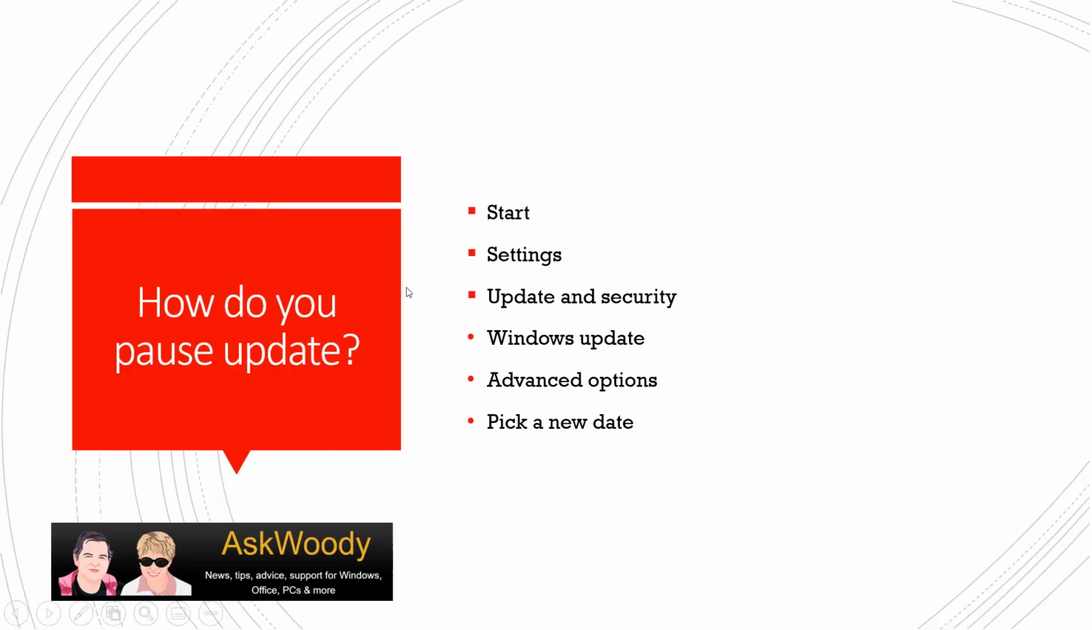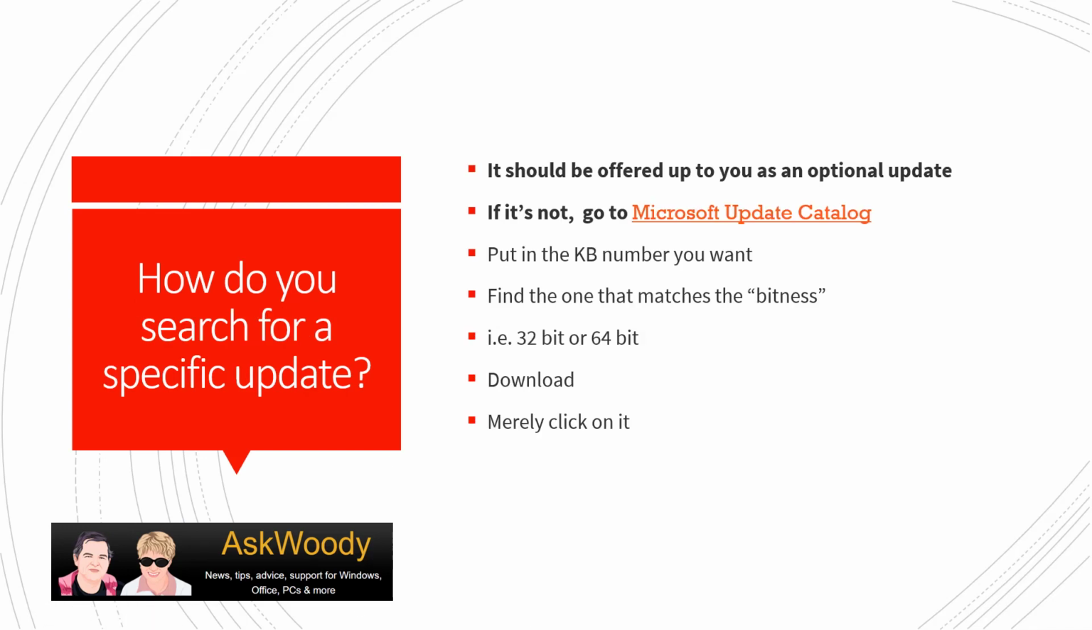Now these fixing updates should be offered up to you. If you find that they're not, again, go to the listing of the KB that you need, go to the Microsoft Update Catalog, put in the KB number you want, find the one that matches what's called the bitness of your machine. Most of us are 64-bit. Download it and merely click on it.